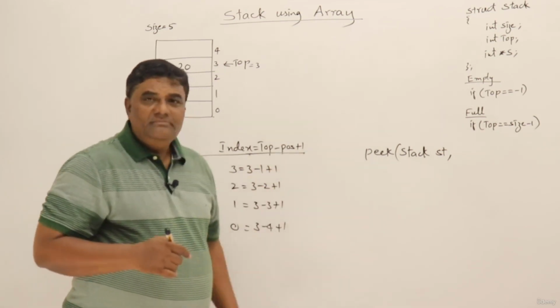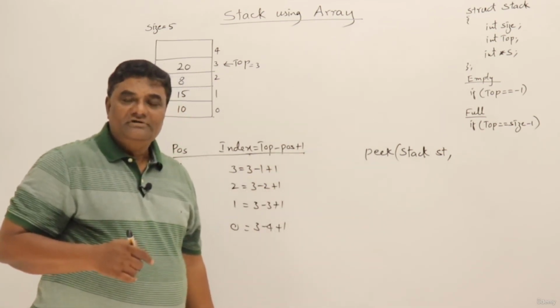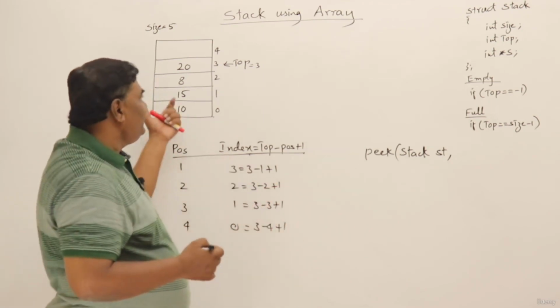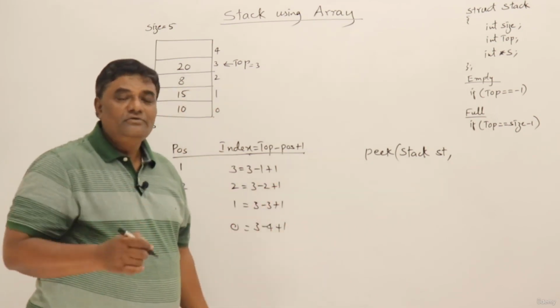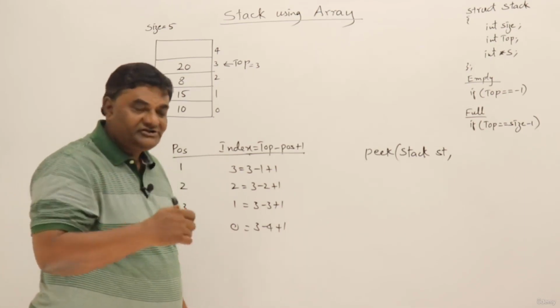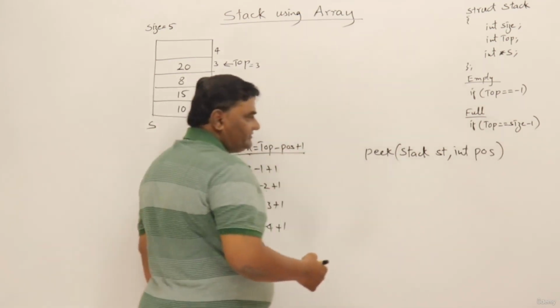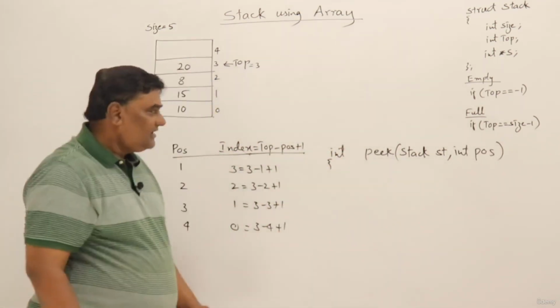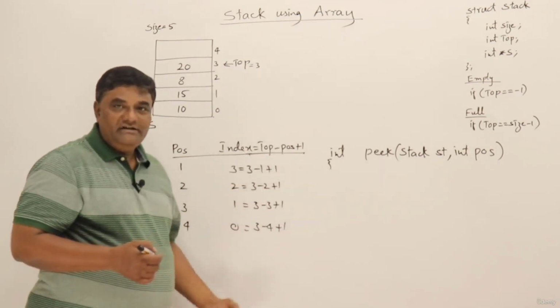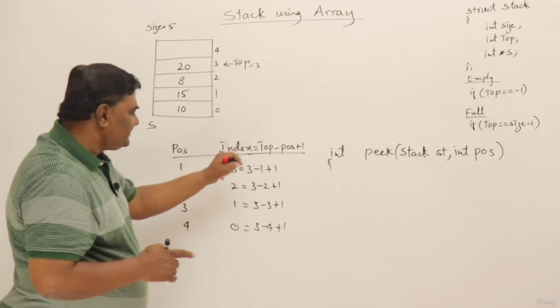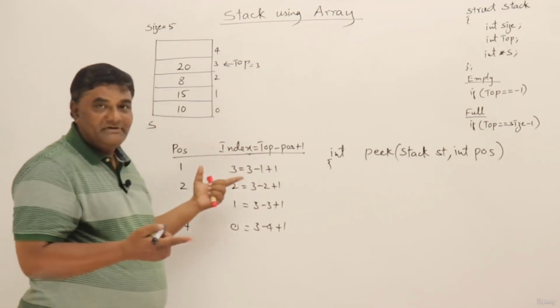Then should this be called by reference or called by value? Call by value is enough because here we are just reading the contents of the stack. We don't want to modify it. Second parameter, we want the position. Then it should return the value found there. Okay, then let us write the code here. Whatever position is given, I should get the index using this formula and return the value from there.